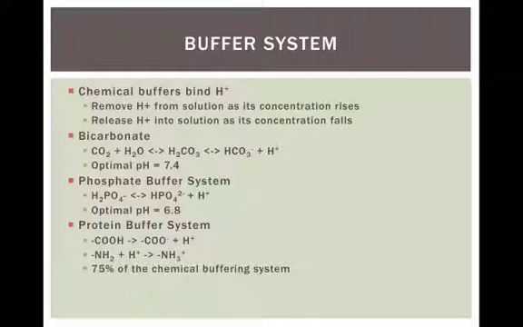You've also got the phosphate buffer system. So you've got a dihydrogen phosphate ion that can release one of its H pluses as needed. The optimal pH for this one is 6.8, so it's going to be important in the renal tubules and the intracellular fluid where phosphates are common and where pH values are lower. And finally, you've got the protein buffer system, and these are just going to have side groups that can either release an H plus or join together with an H plus. So you've got a carboxyl side group that can release an H plus, or you've got that amino side group that can grab hold of an H plus and take it away. And this is actually going to do 75% of the chemical buffering system.